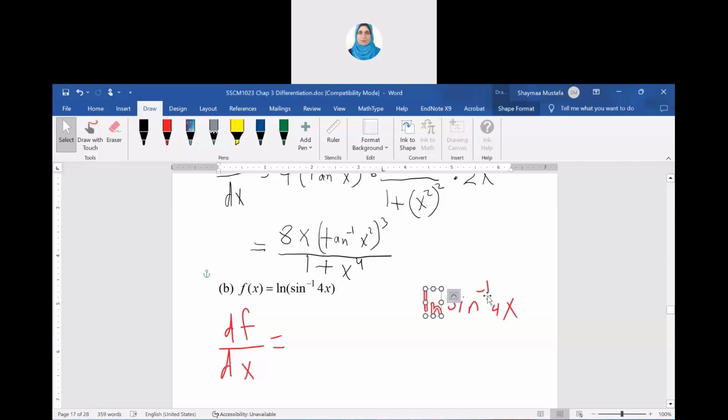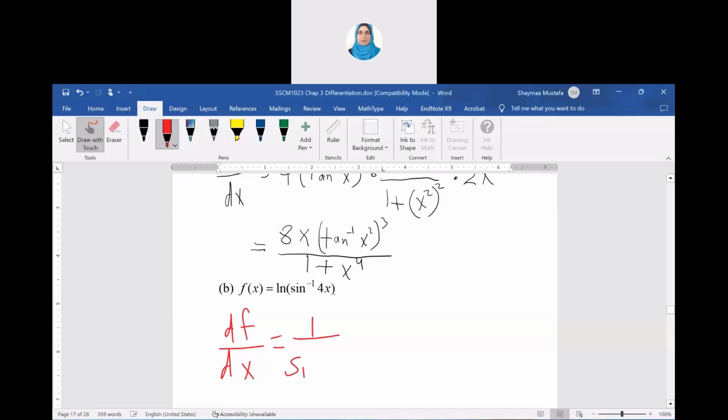So the question is, what is the derivative for ln? The derivative for ln x is 1 over x. Here I have ln of sine inverse of 4x. So the derivative is 1 over sine inverse of 4x.